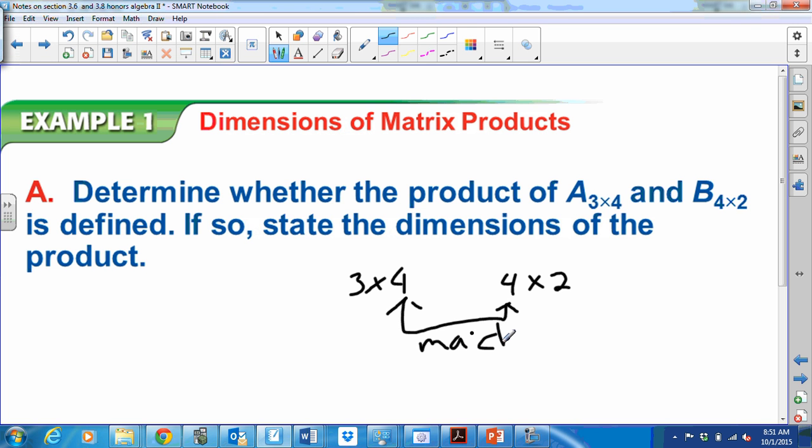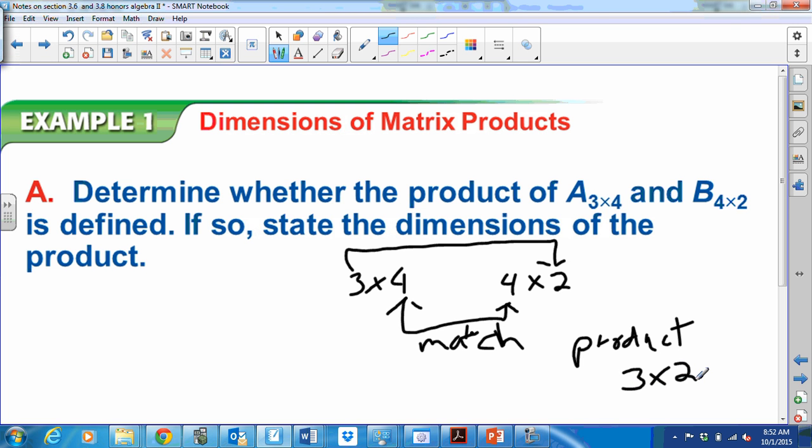If they don't match, then you're not going to be able to multiply the matrices together, and your calculator is actually going to yell at you and tell you that you can't do it because the dimensions are wrong. Now, your result, or your product, is going to be the rows of the left-hand matrix by the columns of the right-hand matrix. So you multiply a 3 by 4 by a 4 by 2 matrix, and you end up with a 3 by 2 matrix. So yes, you can multiply these two matrices together.